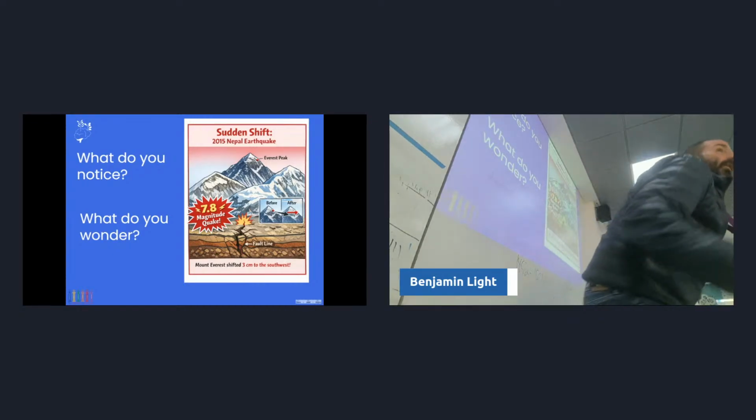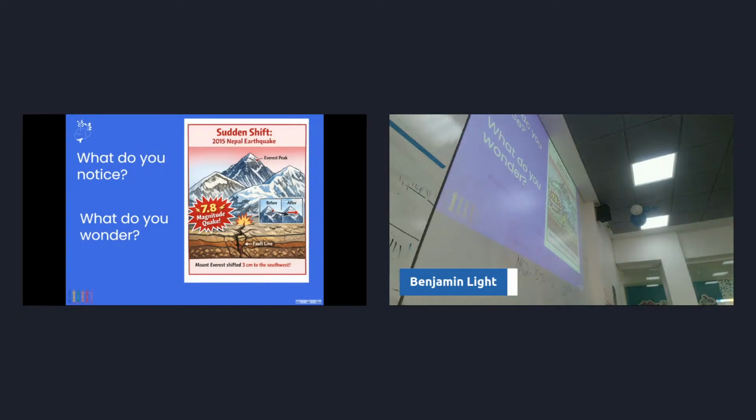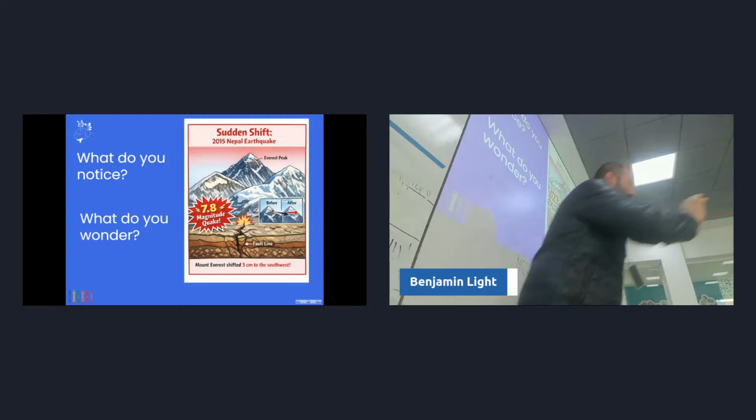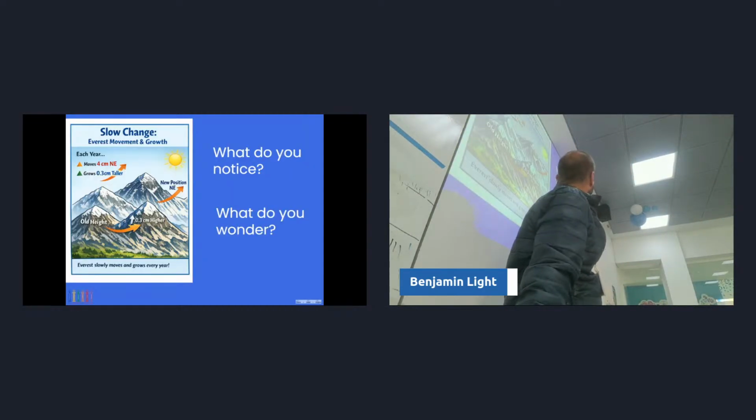Let's see, east is over here? Where's the sun? East is over there. So right now it's moving this way, and then in the earthquake it moved up. And again, it moved 3 centimeters in that minute, but in a year it moves 4 centimeters. So again, that's much more violent.